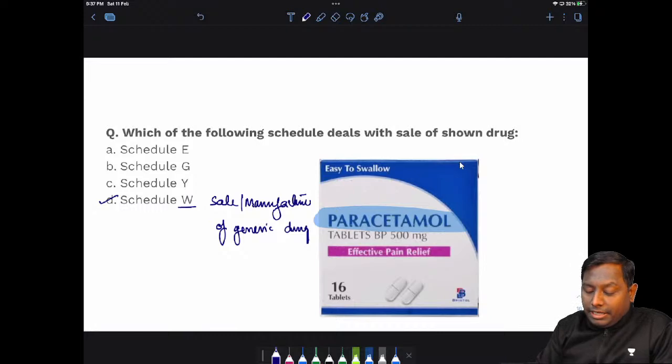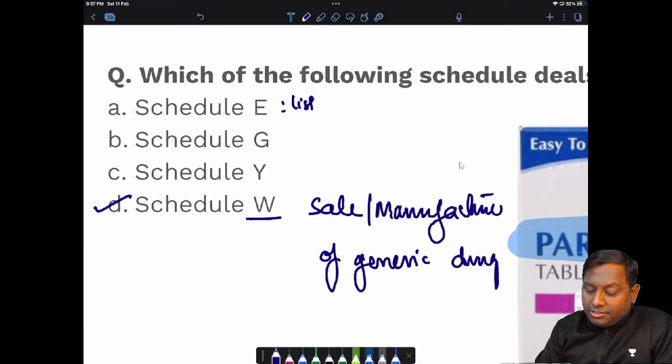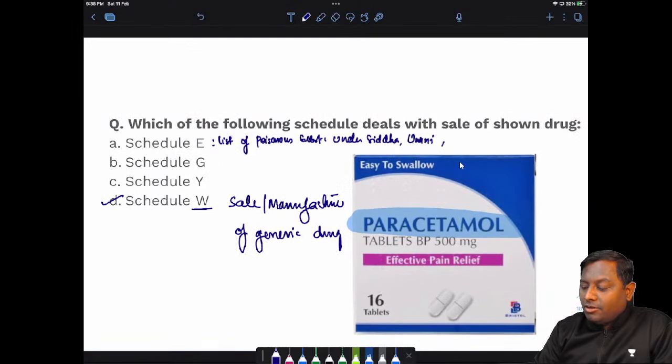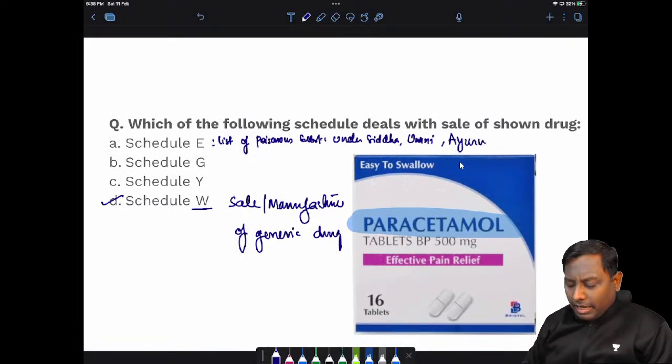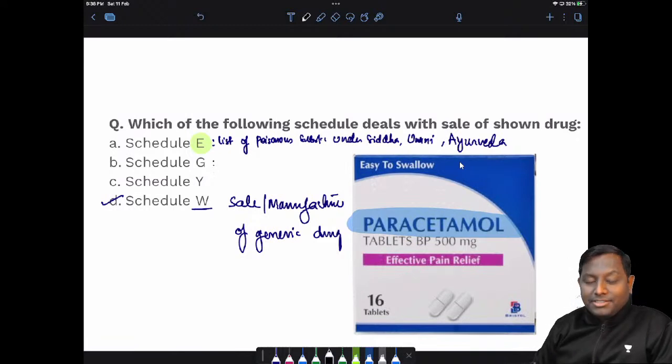Okay. शेड्यूल E क्या होता है? What is Schedule E? So you should know about this as well. It is actually the list of poisonous substances under Siddha, Unani and Ayurveda. So have you ever tried Siddha, Unani or Ayurvedic drugs? They are not very palatable. थोड़े bitter होते हैं. And whenever you eat anything bitter, the expression from your mouth will be E क्या खिला दिया. The one that brings E from your mouth, that will be, है ना, Schedule E.